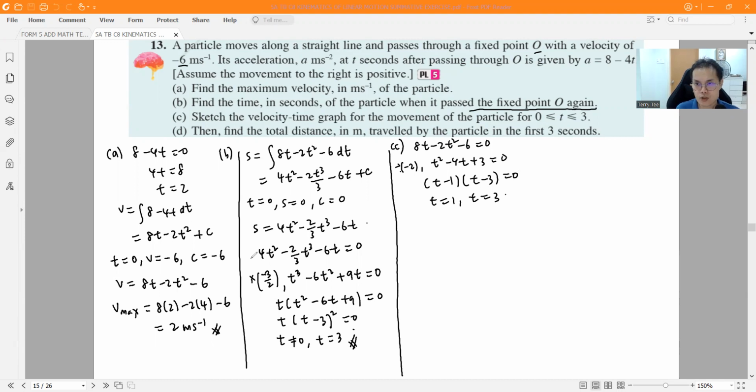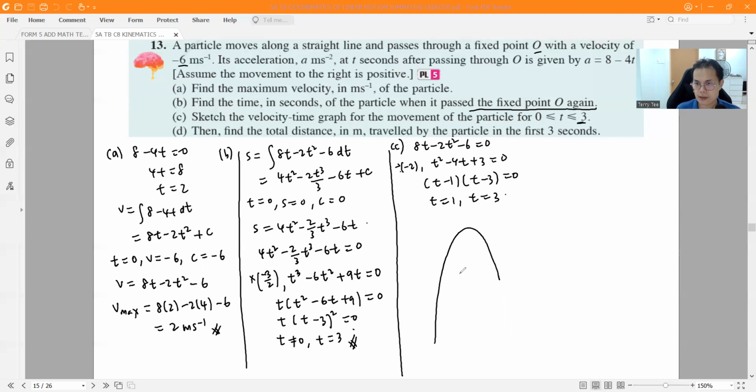Okay, so next, I know the graph must intersect the t-axis at 2 points, but I know also that v has a negative coefficient. It's a maximum, right? And the question already mentioned the maximum that we calculated earlier, which is 2. So when I sketch the graph, it should look like this, upside down. It goes like that. Okay, but we only want to draw until 3.